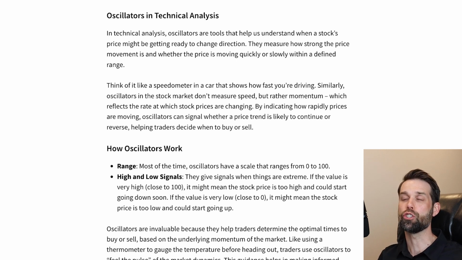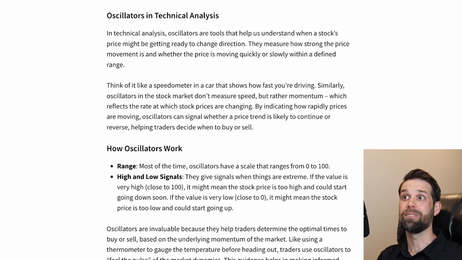So they measure how strong the price movement is and whether price is moving quickly or slowly within a defined range. So you can think of these oscillators as momentum. They measure momentum. If you think of a speedometer in a car that measures how fast you're going, similarly, these oscillators in the stock market don't measure speed, but they measure momentum.